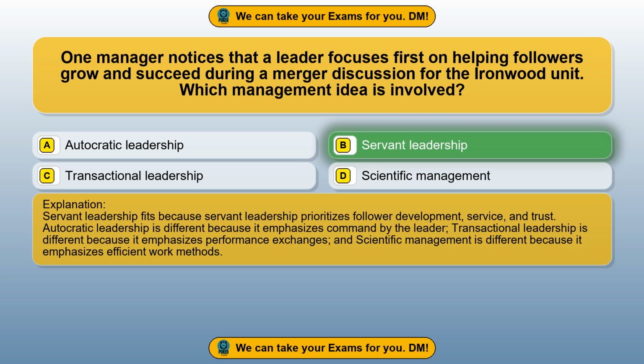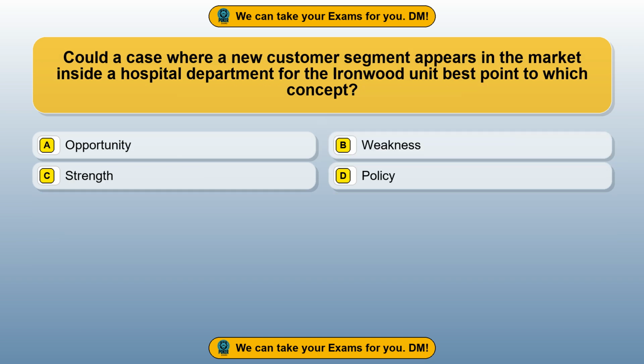Servant leadership fits because servant leadership prioritizes follower development, service, and trust. Autocratic leadership is different because it emphasizes command by the leader. Transactional leadership is different because it emphasizes performance exchanges, and scientific management is different because it emphasizes efficient work methods. Question 56.